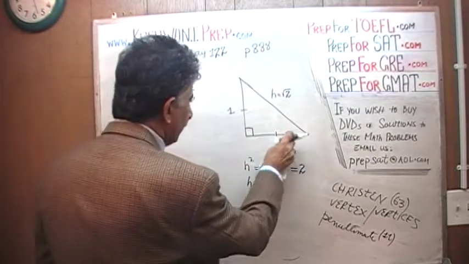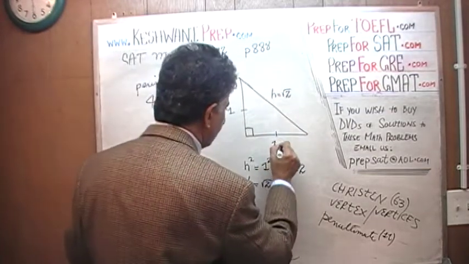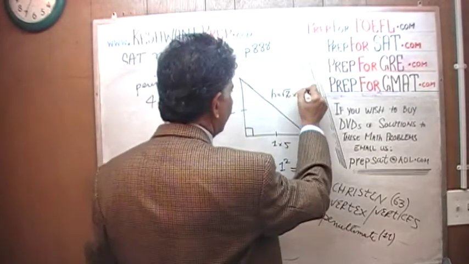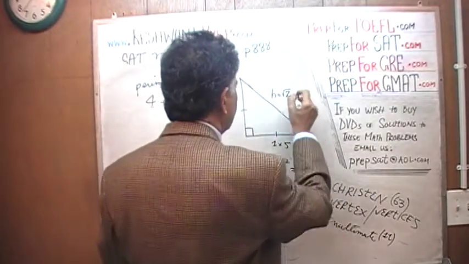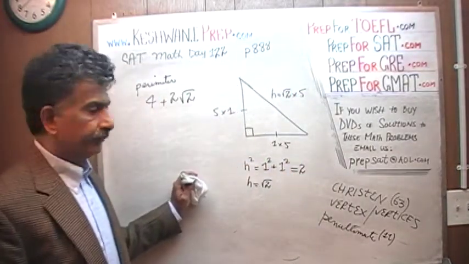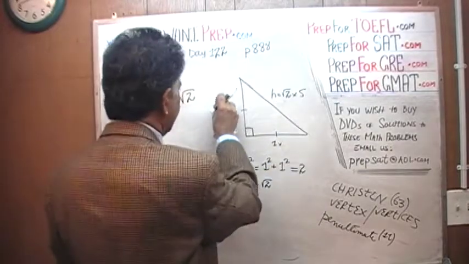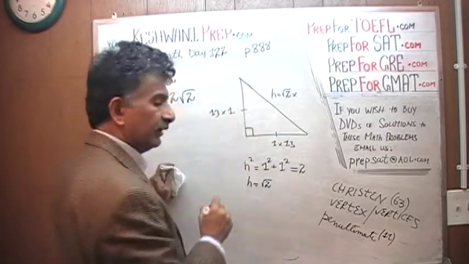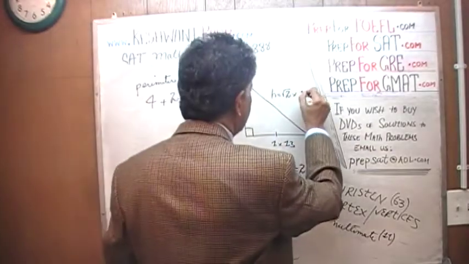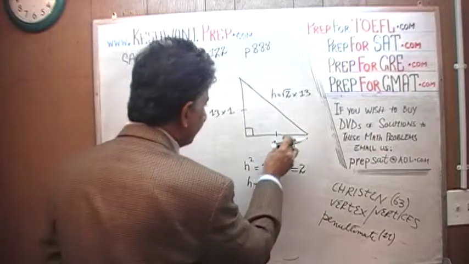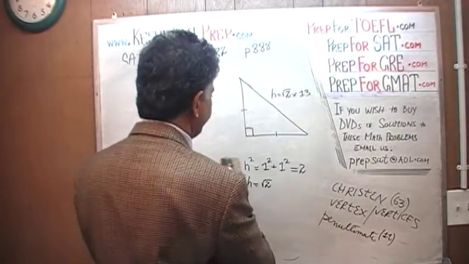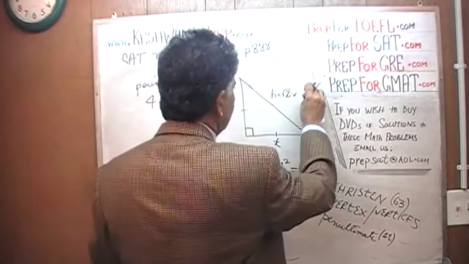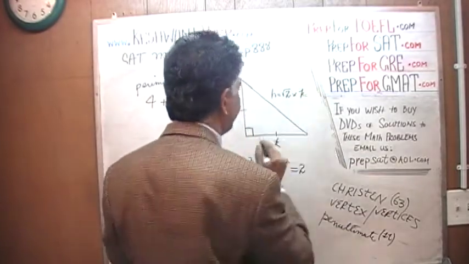Now instead of 1, if we had 5 times 1 and 5 times 1, then this will simply be 5 times root 2. If instead of 5, if these sides were 13, this will simply be 13 times root 2. If this side happens to be k, and this side happens to be k, then it will simply be root 2 times k.